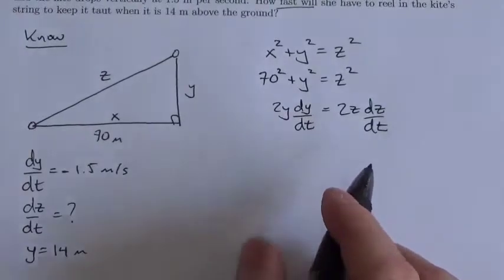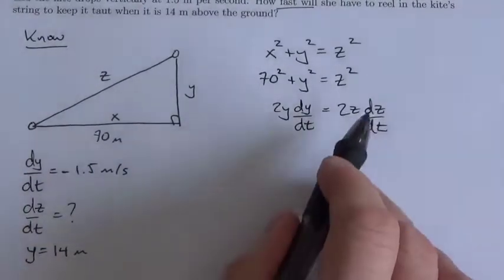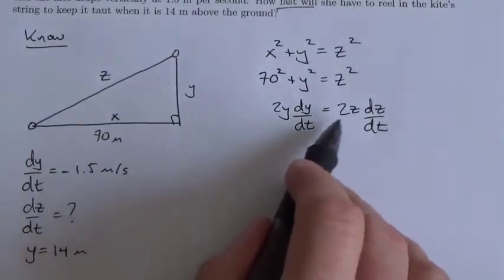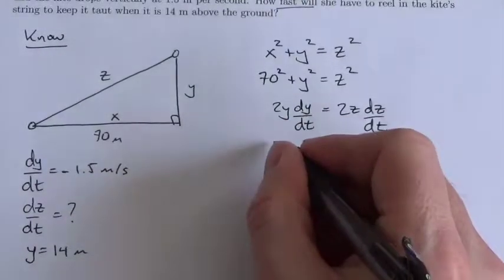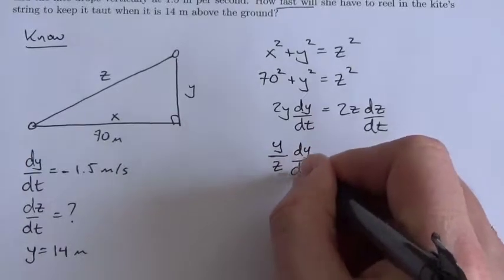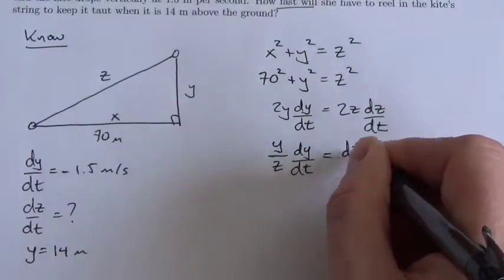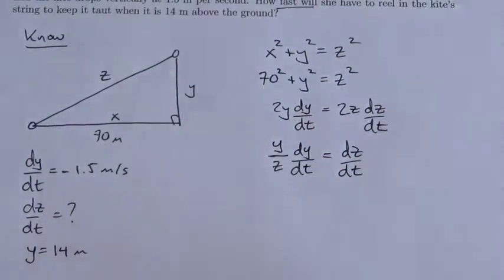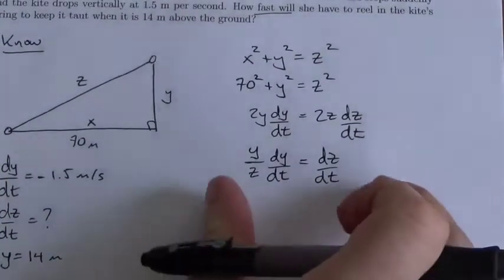I am looking for dz by dt. So I'm going to divide both sides by that 2z. Now, the nice thing is the 2's cancel. So we're left with y over z dy by dt is going to equal dz by dt. Wonderful. We've got a beautiful little relationship here.